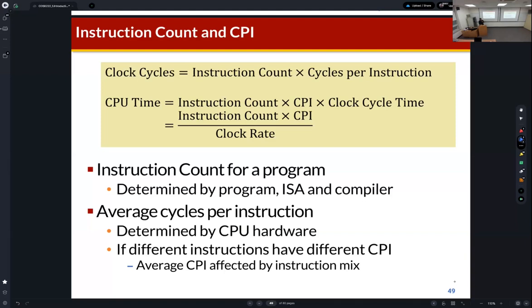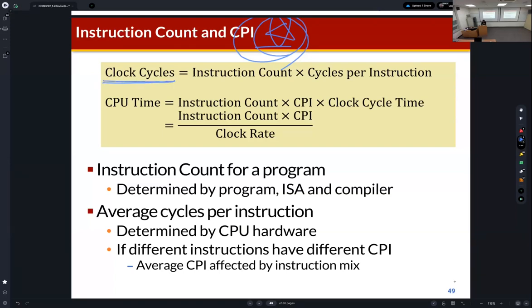Then we can also use different terminology or different factors to calculate the CPU time. Actually, this is a very important part, and this equation will be frequently used in this course.